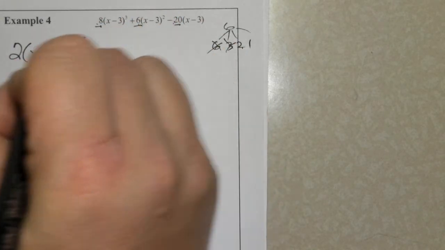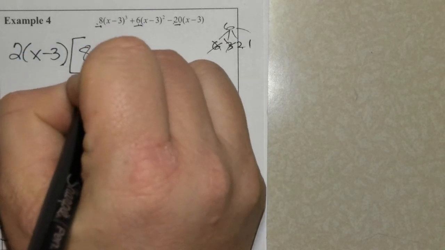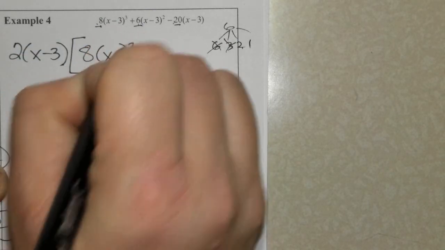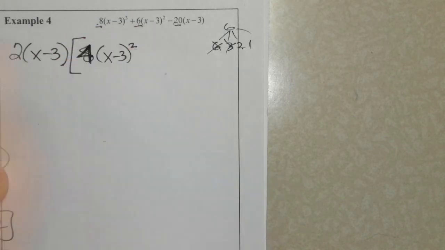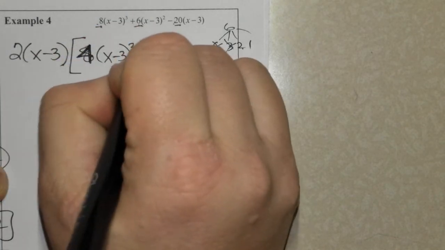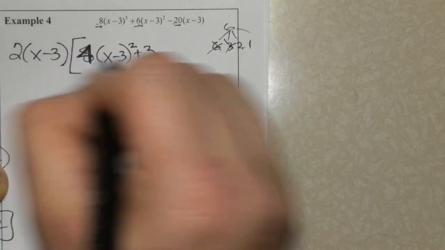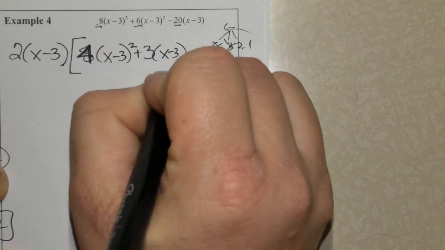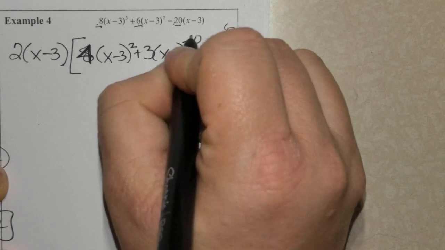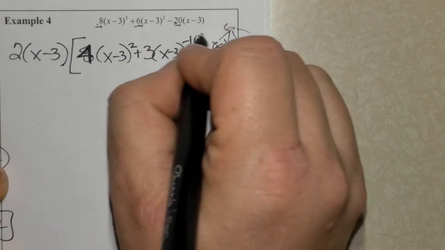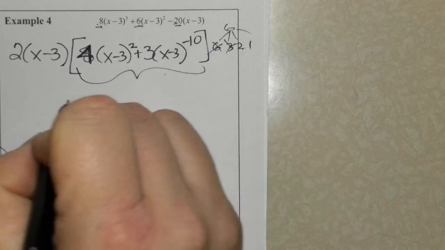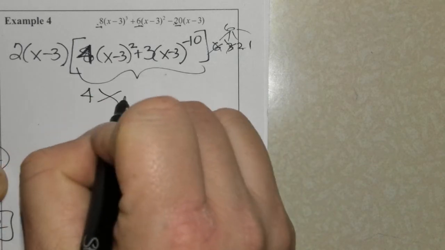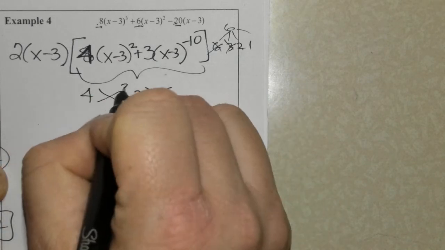Now there's 2 groups left because I just took 1 out. So x minus 3 quantity squared. Oh, I don't want an 8. 2 times 4 is 8. 2 times 3 is 6. I need 2 groups. I have 1 out there. 2 times negative 10 is negative 20. I need 1 group, and I already have it. I'm going to rewrite this portion just to make it easier. 4x squared plus 3x minus 10.